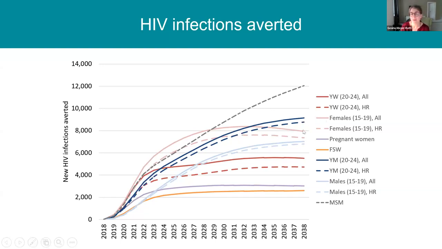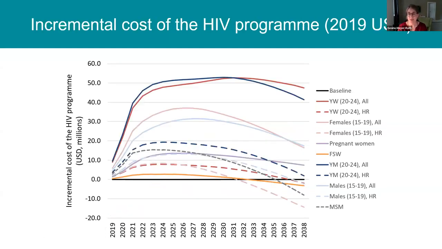That's true for the young women, the adolescent girls, the adolescent boys, the young women, and the young men as well. In other words, in terms of impact, it's almost as impactful to be targeting or relying on self-targeting by risk as targeting the entire population. However, this changes completely when we look at cost.